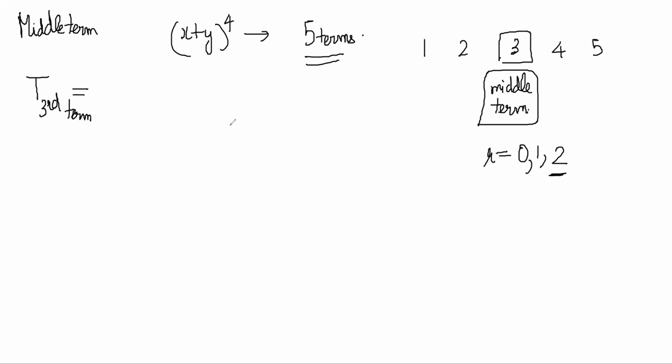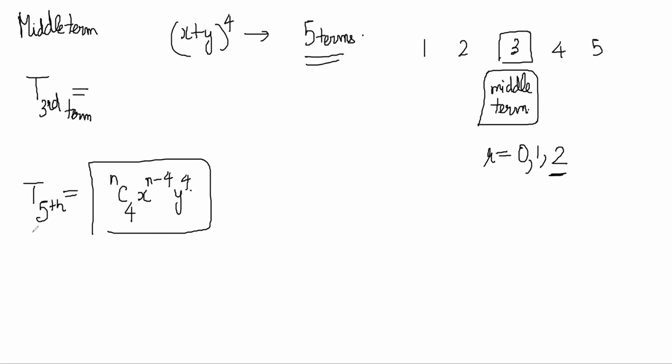So remember always that if you want to find, say, term 5, or fifth term, you will have to put nC4, x power n minus 4, y power 4. Fifth term is not nC5 term, that is sixth term. So remember that, don't make that mistake. So third term will be when r is equal to 2. So this will be 4C2 x power 2, y power 2. 4C2 is 6. So 6x square y square is the middle term.